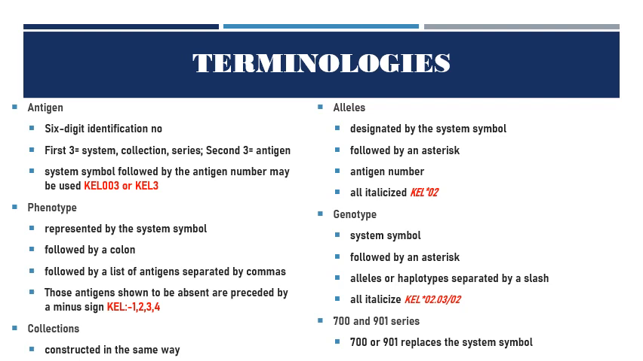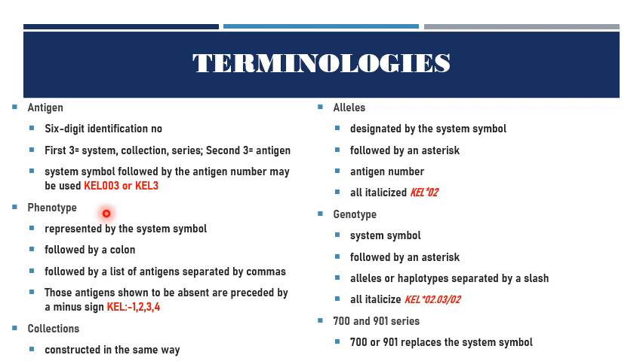So for antigens, there is a 6-digit identification number. So the first 3 is for the system, collection, or series, and the second 3 is for the antigen. So system symbol followed by the antigen number may be used. So for example, Kel 003 or Kel with the 1L3.